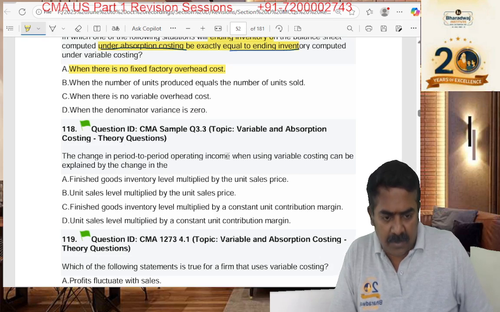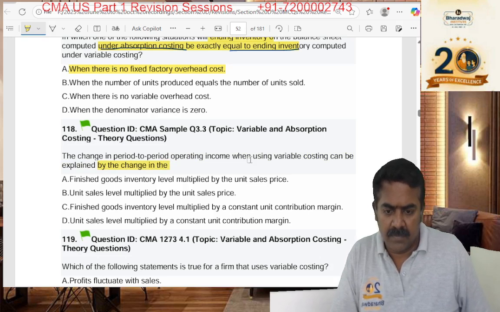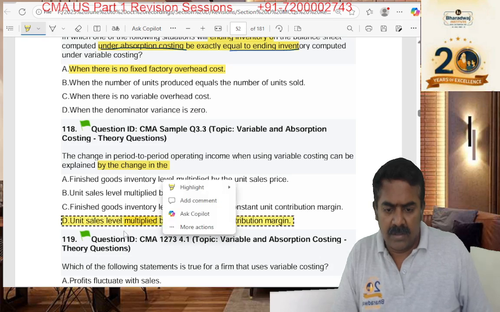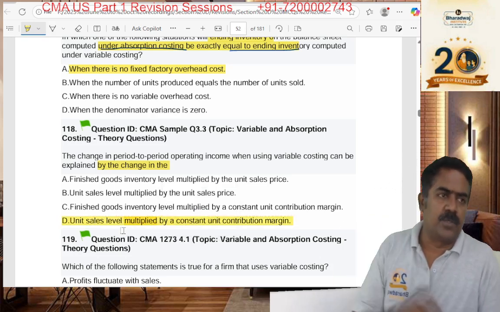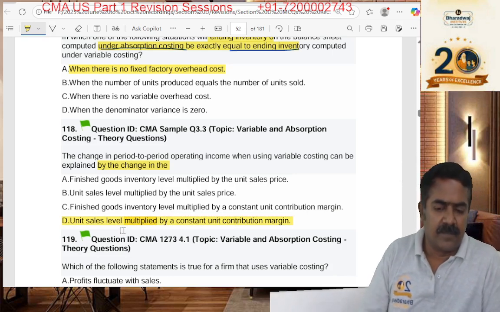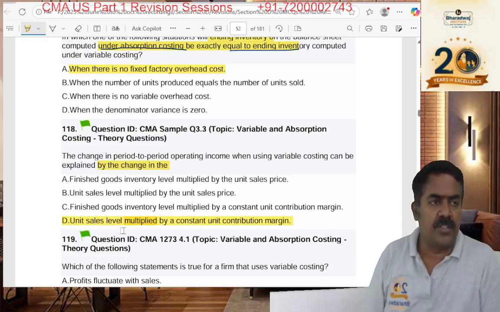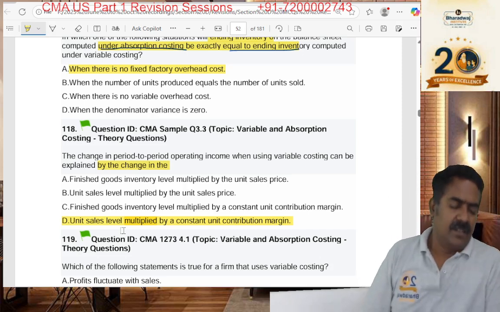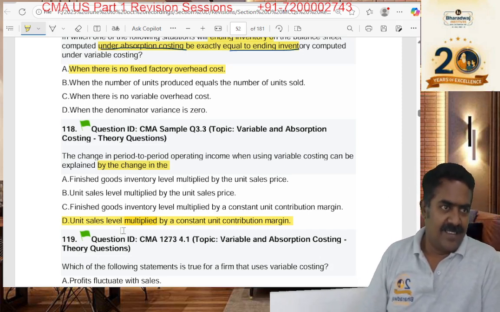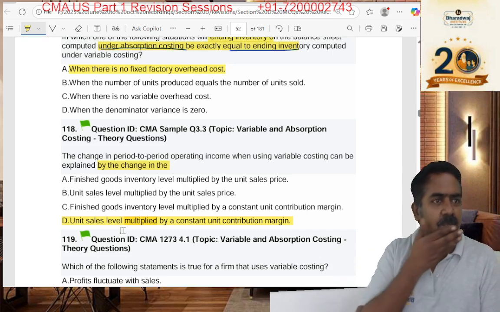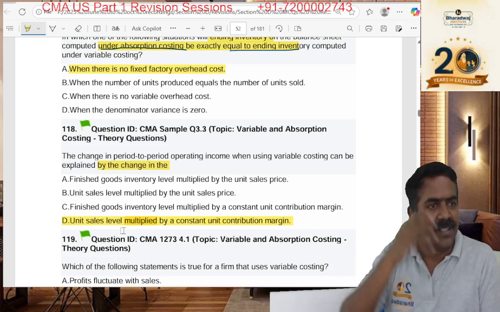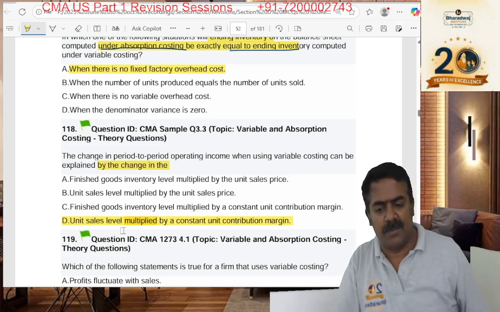Change in the period of operating income when using variable costing can be explained in number of units into the contribution margin, sales minus variable cost. Otherwise, profit will change only because of which one? Variable cost. Marginal costing, profit will change only because of sales and variable cost.